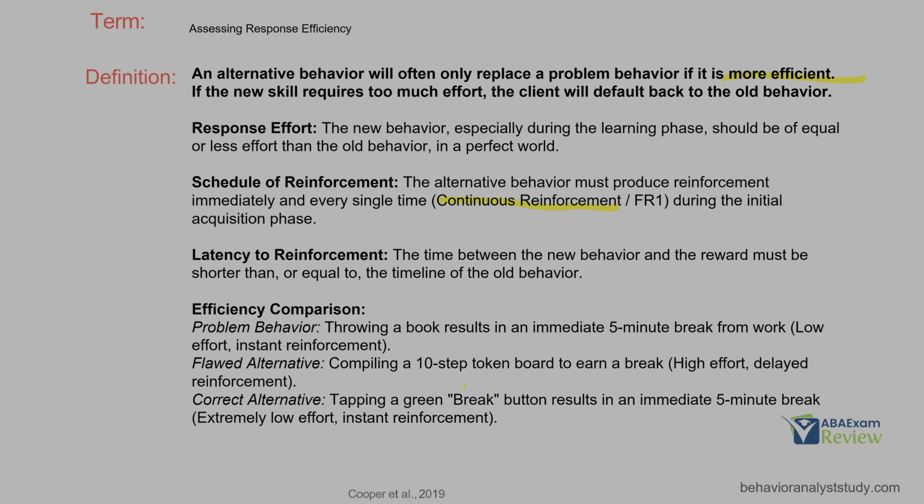That's why it's happening. A flawed alternative would be a 10-step token board to earn a break. A lot more effort, and reinforcement is much more delayed. If I have to go through a whole 10-step token board to earn this break, well, throwing this book is a much quicker way to go about it. So you're going to be fighting against your own intervention every step of the way.